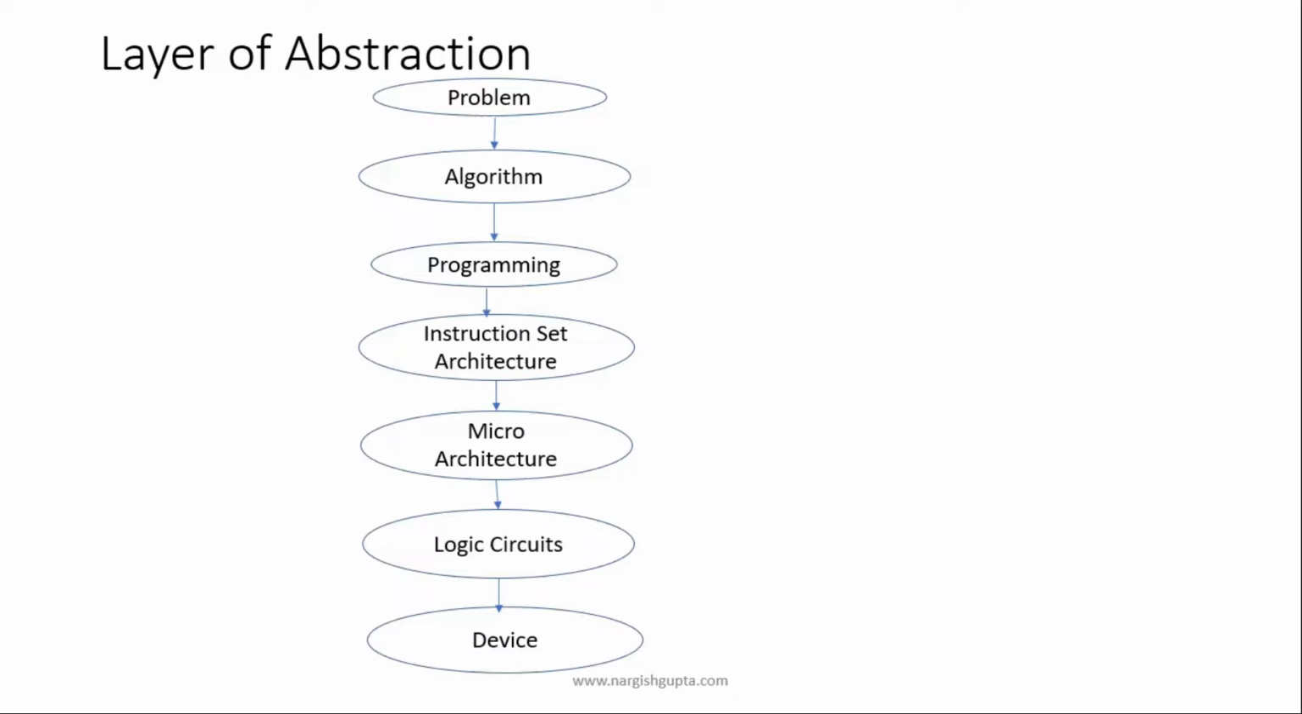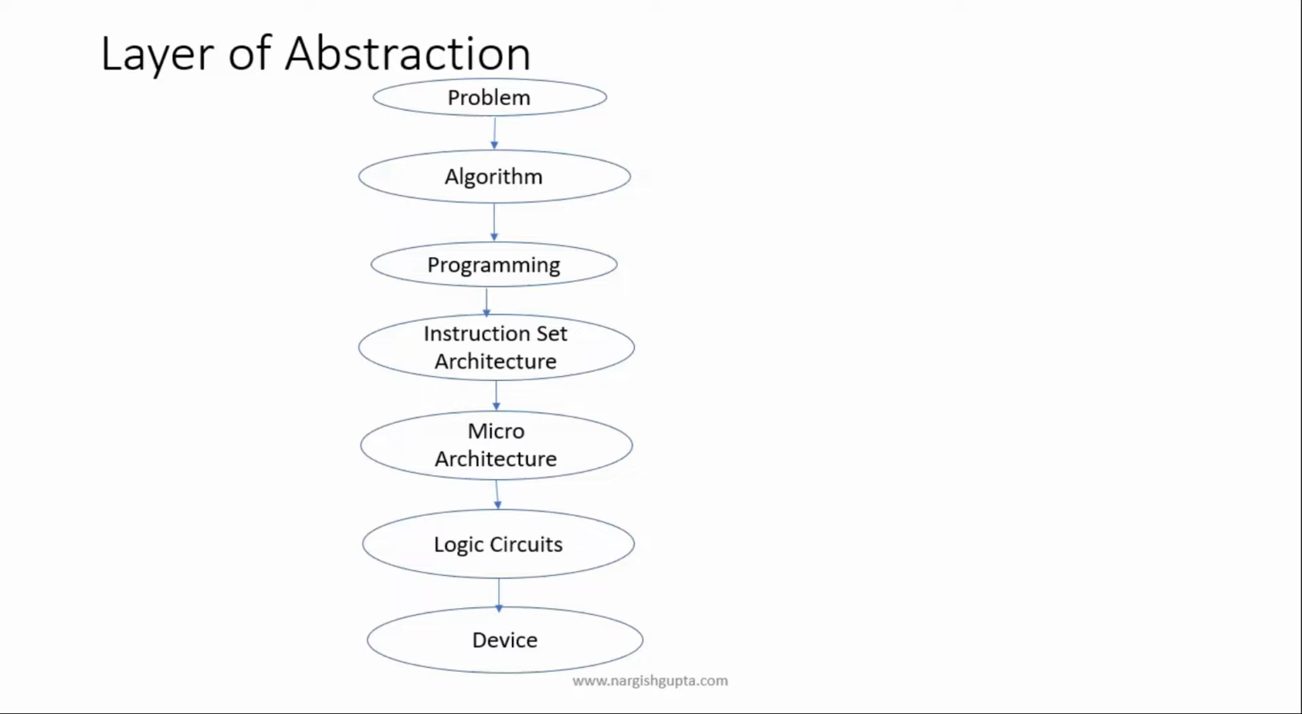Let's discuss them. For the solution of that problem, we first design the algorithm. Then we convert that algorithm into a program by using any programming language. Then that program gets converted into the instruction set architecture, through which our computer system understands what we are trying to do. The instruction set architecture will be in binary form, in the form of signals, so that the computer can understand what it is supposed to do.